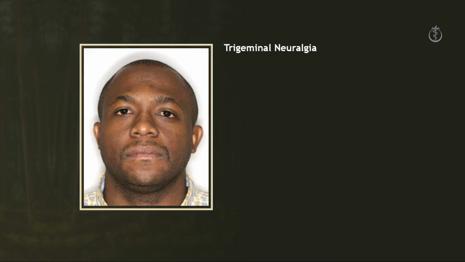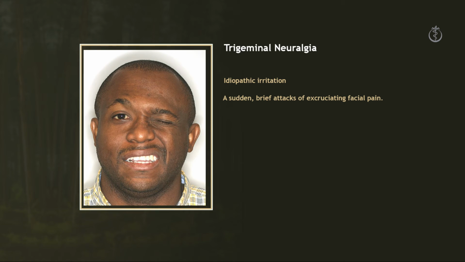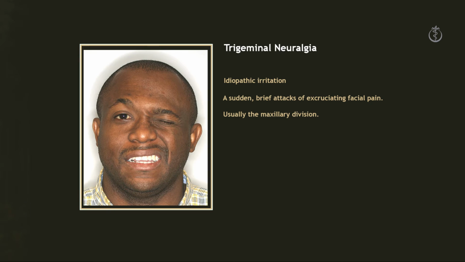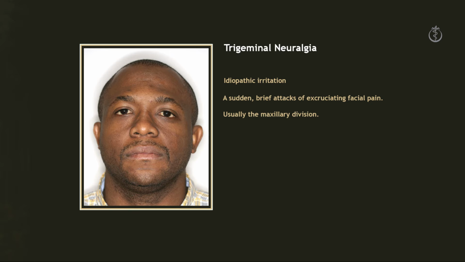Trigeminal neuralgia is an idiopathic irritation of facial branches of the trigeminal nerve. The condition is characterized by sudden, brief attacks of excruciating facial pain. This usually is limited to the unilateral area of distribution of a single trigeminal division, usually the maxillary division. The pain here is so intense that the patient reacts by repeatedly wincing, which causes a tic of the facial muscles. Thus, the condition often is termed a tic douloureux, which translates literally to a sorrowful tic.